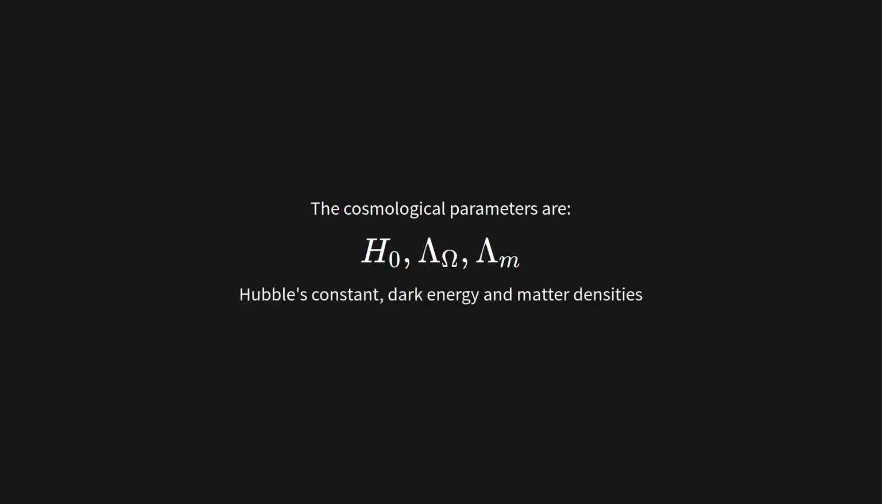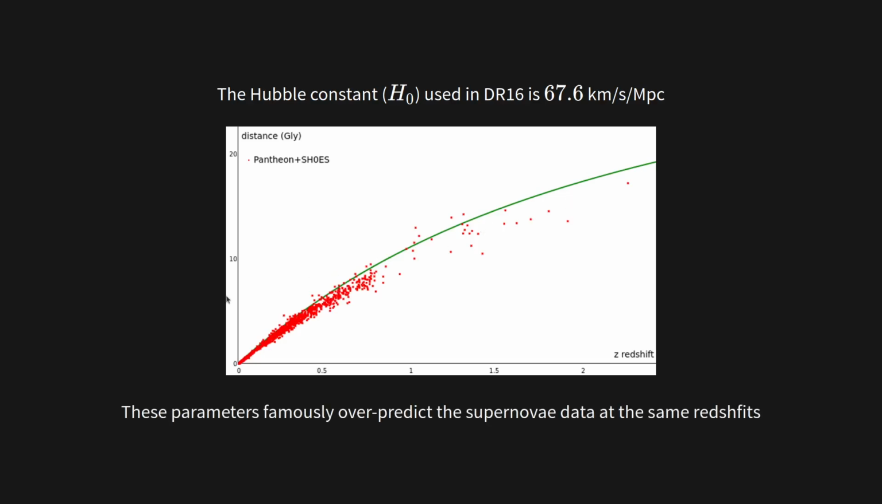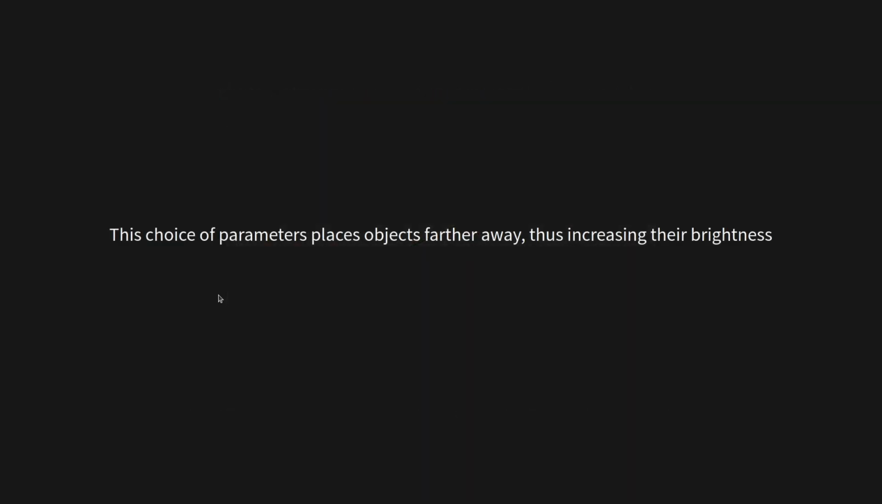Is that even possible? Well, let's look at the cosmological parameters used by the study. This is Hubble's constant and the dark energy and matter densities. We see that it uses the 67.6 value for Hubble's constant, which disagrees with the data from the 0 to 2 redshift, which is what we were just looking at. And these are the supernova measurements. So this is the Hubble tension you're looking at, and it's over-predicting the distances. This choice of parameters places the objects farther away in theory, thus brighter in theory, but really not by a significant amount.